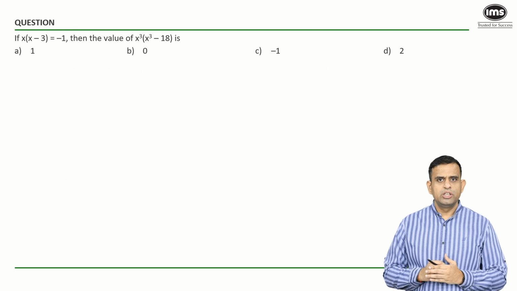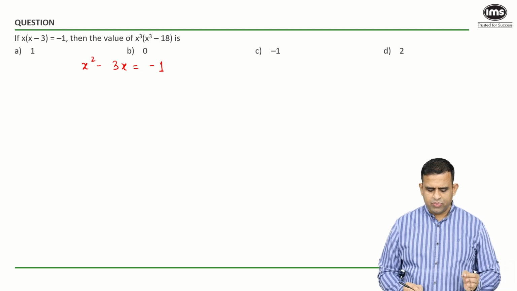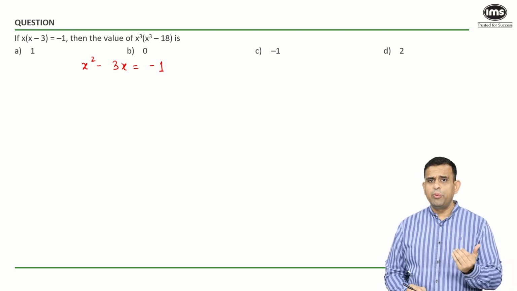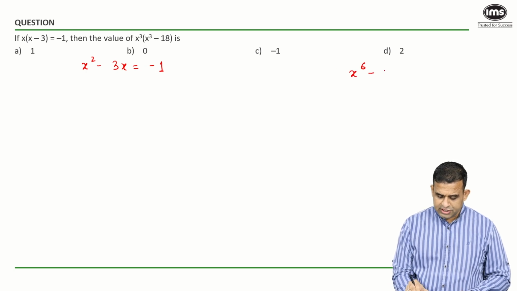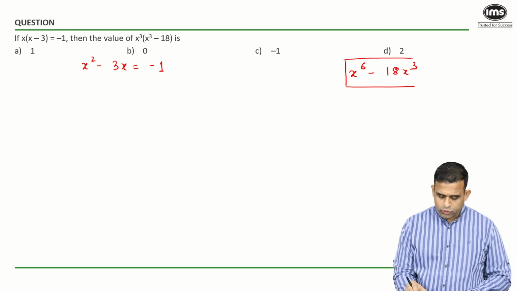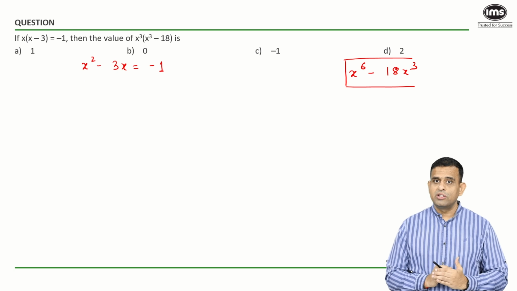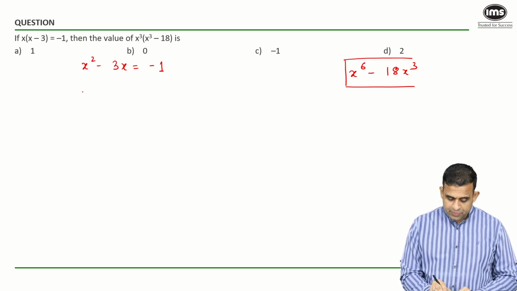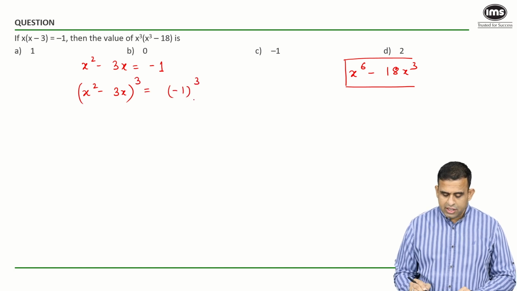The other thing which I can do in this particular case is, if I open, first of all, I get x square minus 3x is equal to -1. Now since I want the value of x cube into x cube minus 18, which on opening will become x power 6 minus 18x cube, the obvious thing in this particular case would be to cube over here, because if I cube the term x square, I get nothing but x power 6. If I cube both sides, x square minus 3x whole cube will be equal to -1 whole cube.